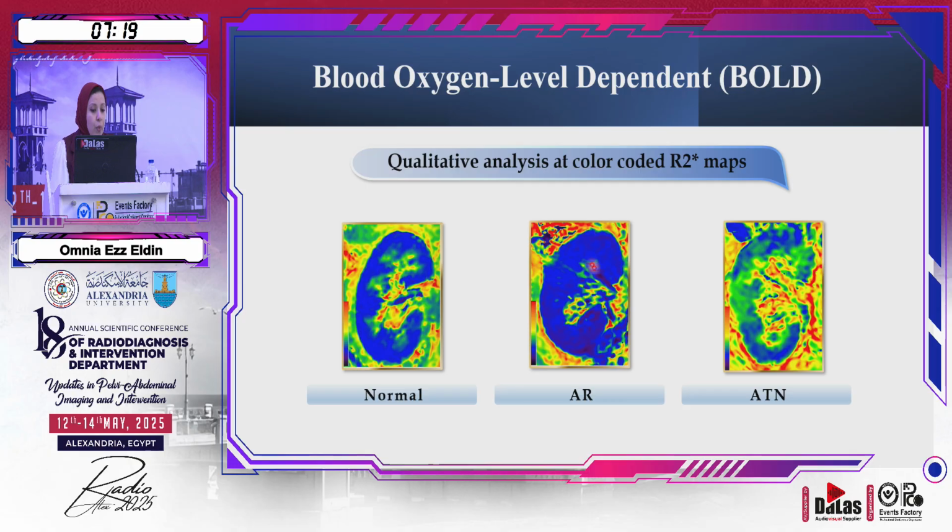In AR, where the R2-star values are decreased, we will see patches or areas of blue color denoting low levels of R2-star in the cortex and the medulla. And also in the ATN, this color gradient is lost, as we can see here, and we can see yellow and green areas within the cortex and increased yellow, orange, and red areas within the medulla.